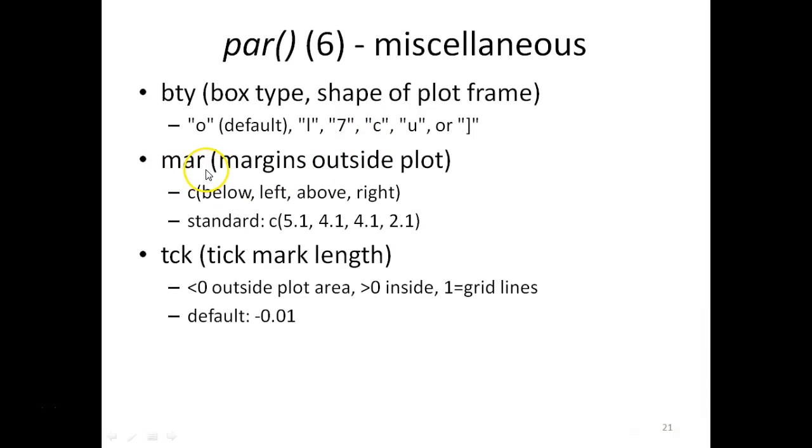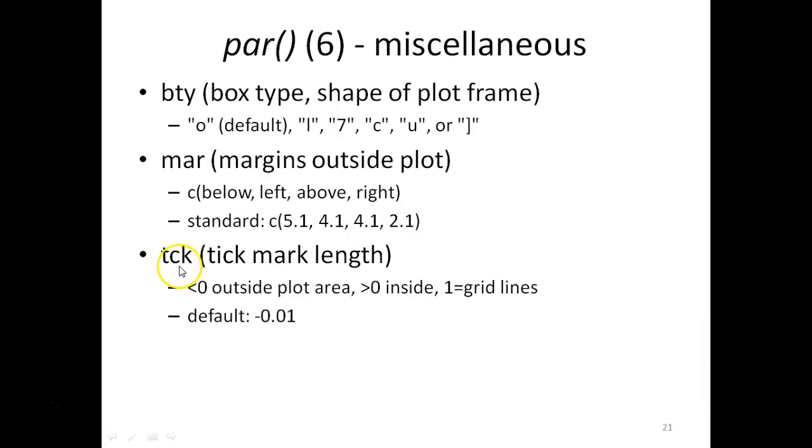Mar defines the margins outside the plotting area, and you provide these margins as a vector with 4 values: the margin below, to the left, above, and to the right. And the default values for these are 5.1, 4.1, 4.1, and 2.1.